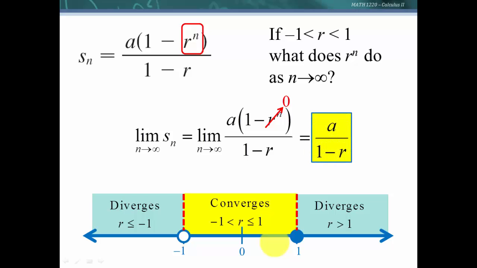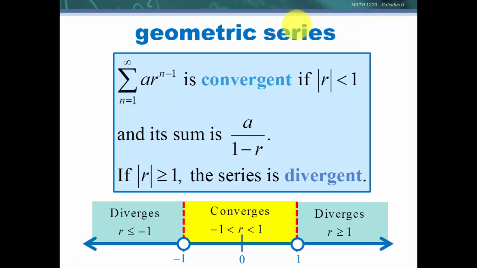So what we have here is the sum of a geometric series as n goes to infinity, as long as we meet this restriction here. r has to be between -1 and 1. So it will converge if the r is between -1 and 1, and it will converge to a, the first term, over 1 minus r, the common ratio. So here let's summarize that. The geometric series is convergent if the absolute value of r is less than 1, and the sum is a over 1 minus r. If the absolute value of r is greater than or equal to 1, we end up on the outsides here. The series is divergent.